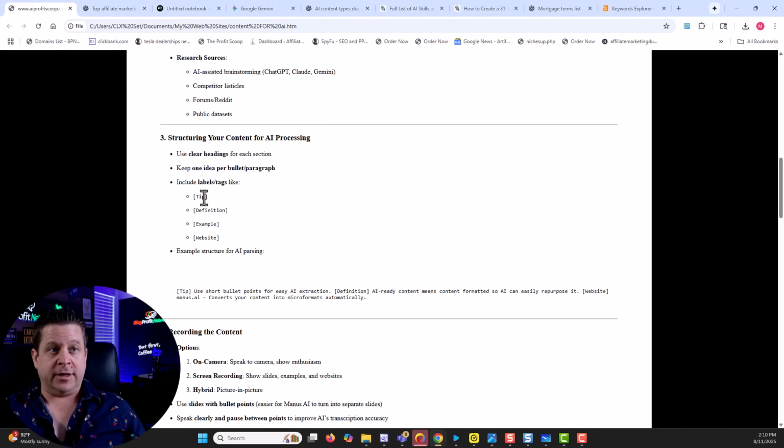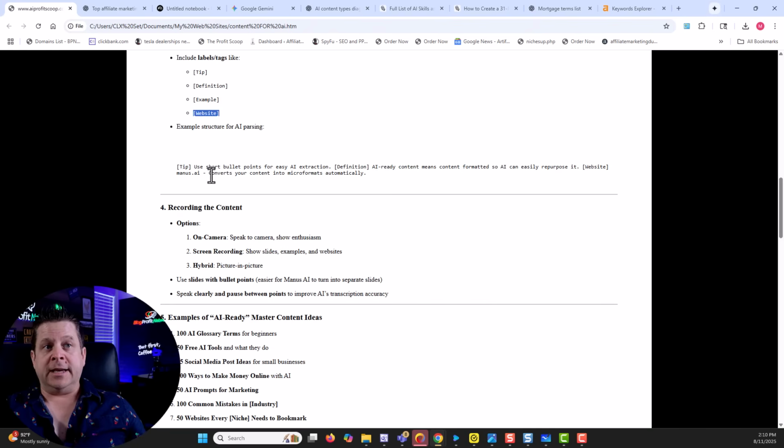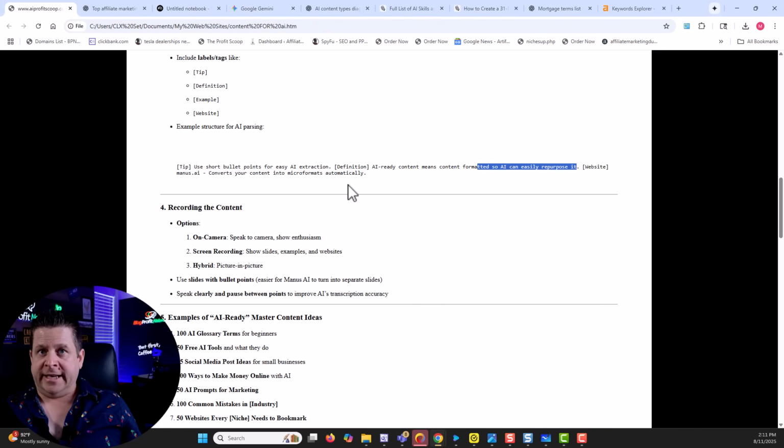And you're going to do that with a tip, a definition, an example, a website, or whatever. And the tip would be like this: use short bullet points for easy AI extraction. Definition, AI-ready content. That means content formatted so AI can easily repurpose it. Okay, going through that is important, because now, instead of just a big lecture, I'm making systematic content for the purpose of AI to extract into other stuff.